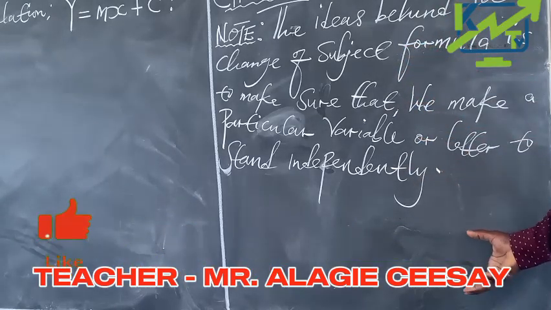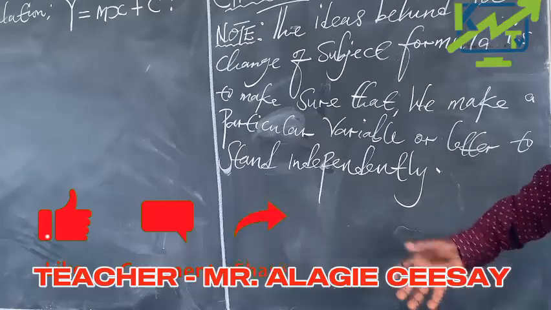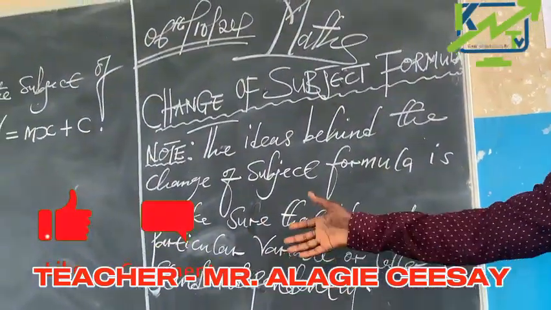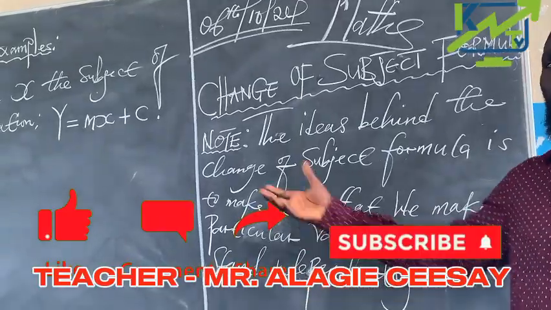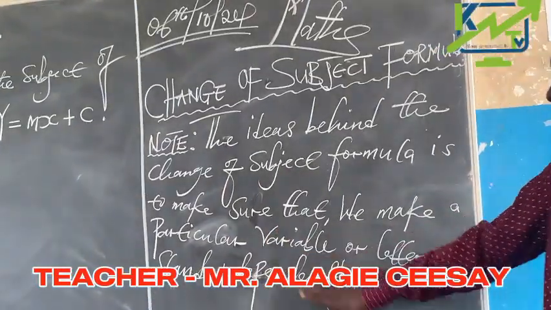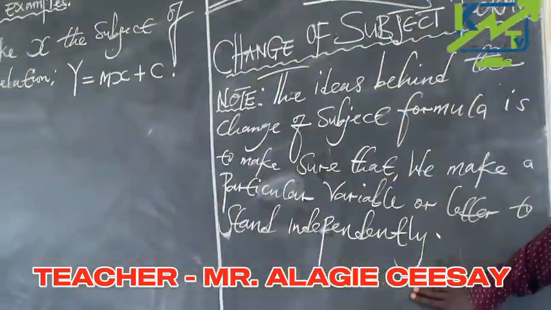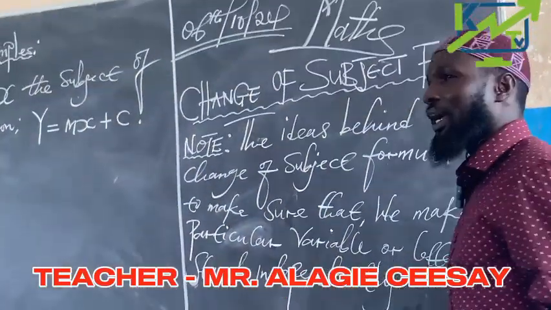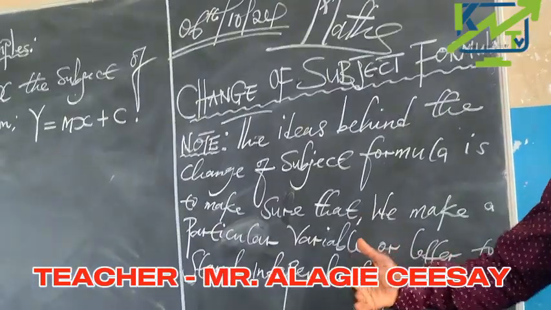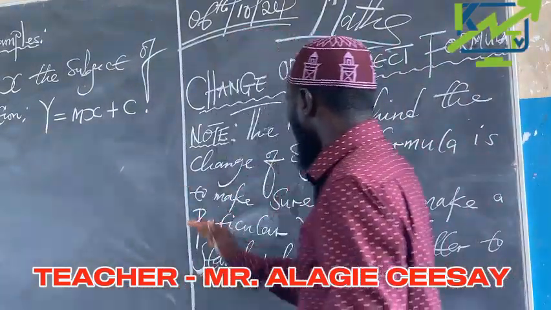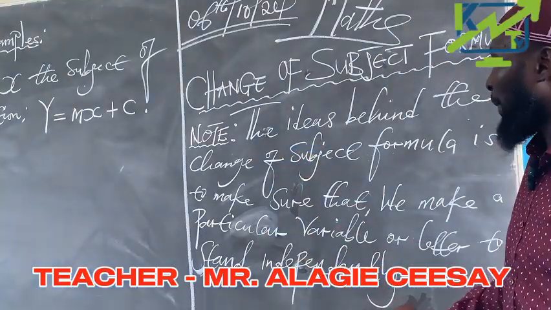Now, if you look at these topics, it's very important because even this year, it came in WAEC 2024, whereby they ask you to make a particular variable or letter the subject of the formula. This topic is very interesting. It's not difficult, but most students find it very difficult when they are asked to make a particular variable the subject. So now, let's look at the first example.